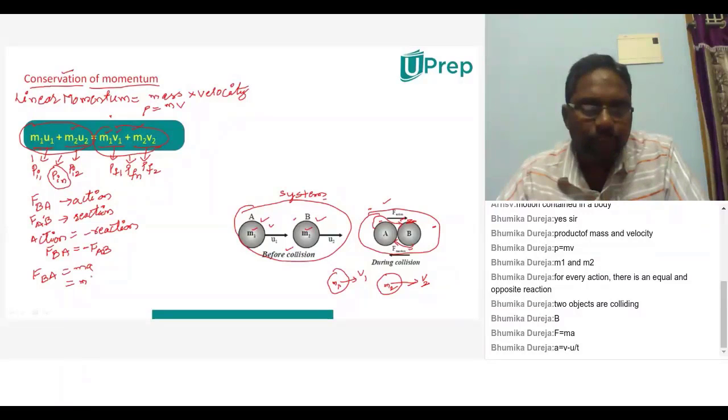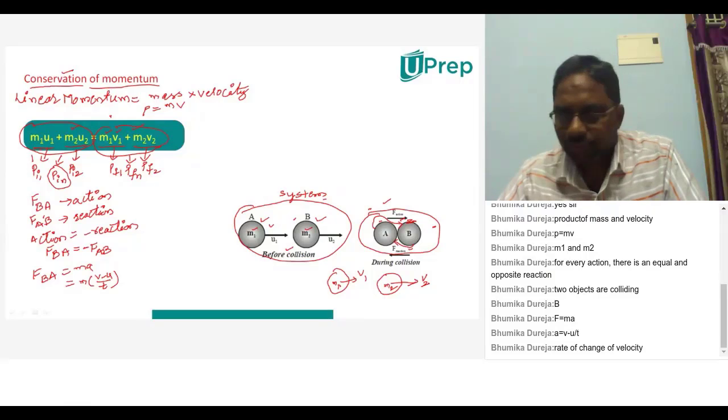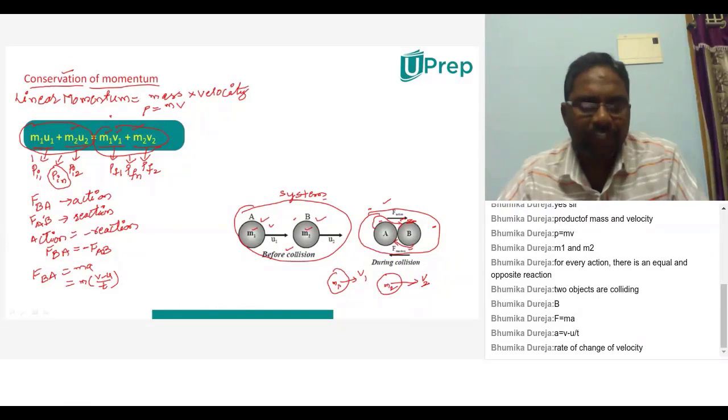M into A means, maybe you know that the rate of change of velocity will be known as what? Acceleration. So can I write like this: M into V minus U by T. What is V? Final velocity. What is U? Initial velocity. What is T? Time taken to achieve that. What is M? Mass. Very good. M is mass, V means final velocity, U means initial velocity, T means time.